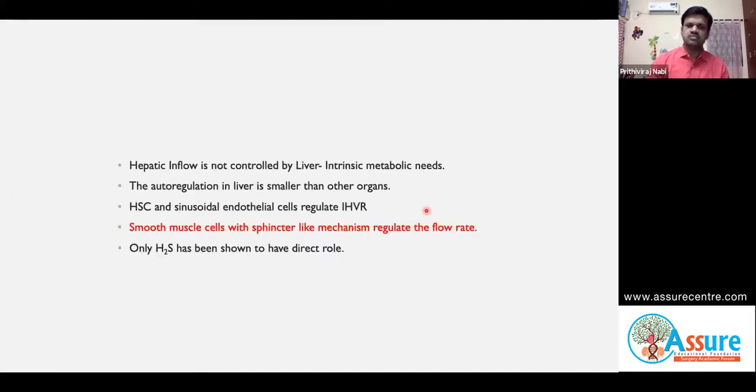So the answer is: smooth muscle cells with sphincter-like mechanism regulate the flow rate is the false statement. There are a few smooth muscle cells, but there is no sphincter-like mechanism. It is supposed that the hepatic stellate cells contract, and in turn they make the endothelial cells contract, and this is mainly by the mediation of vasoactive agents.